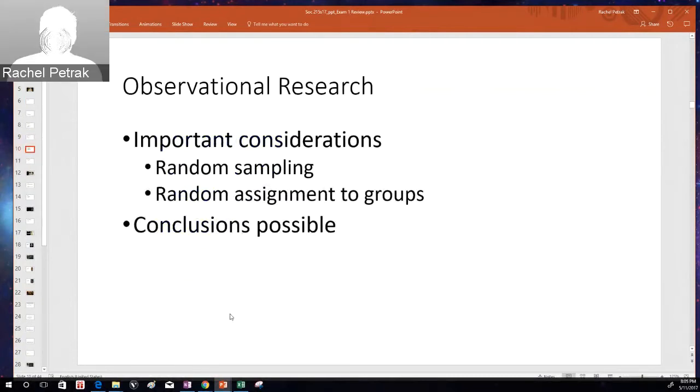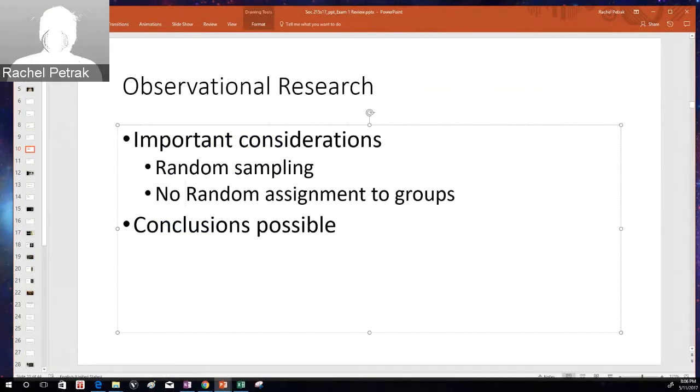A couple of final considerations about observational research. That's not correct. The observational research might include random sampling of participants. Ideally, it should include random sampling of participants, but there's no random assignment to groups because you haven't grouped participants. They're just reporting on their behavior, so they're not in groups, but they are ideally randomly sampled.